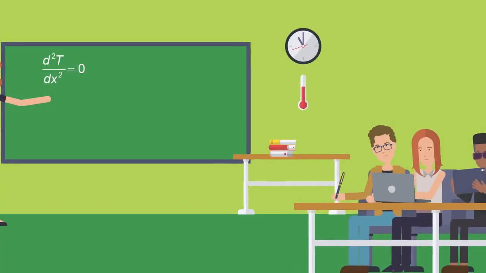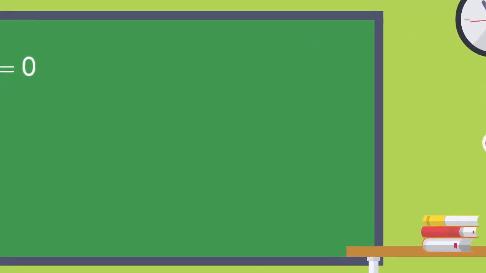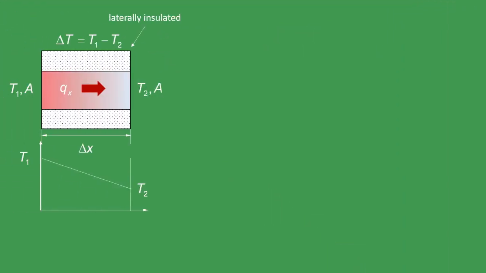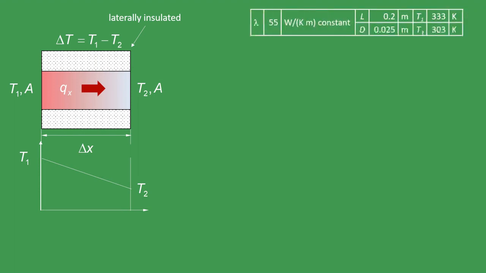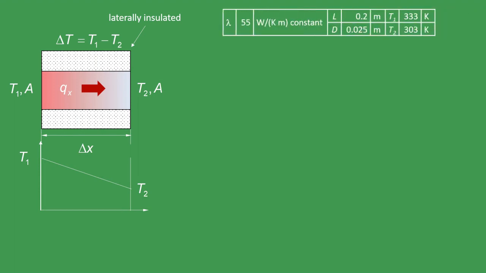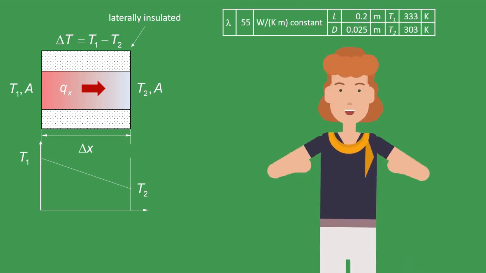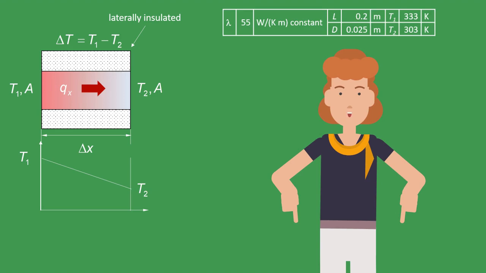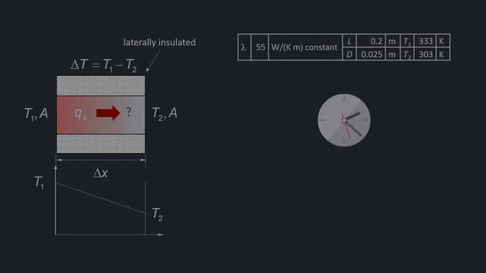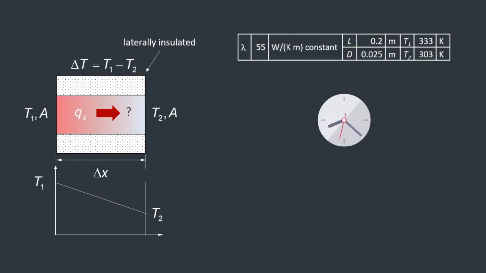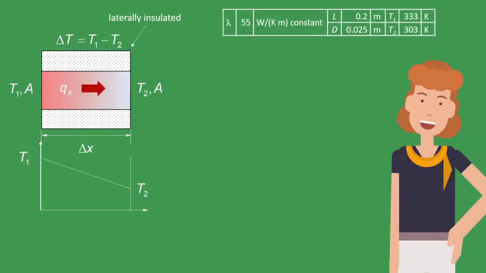Let's apply the diffusion equation to a simple problem. For a laterally insulated cylinder without internal heat generation, calculate the heat transfer rate between the two extremes with the following conditions and data. Stop the video now and try to solve this exercise. Did you succeed?